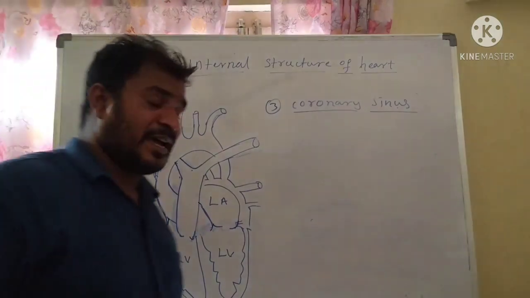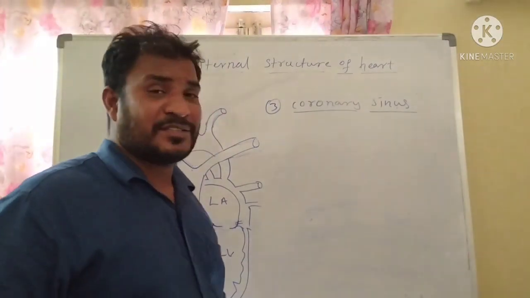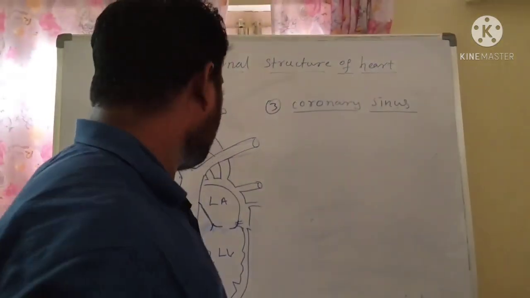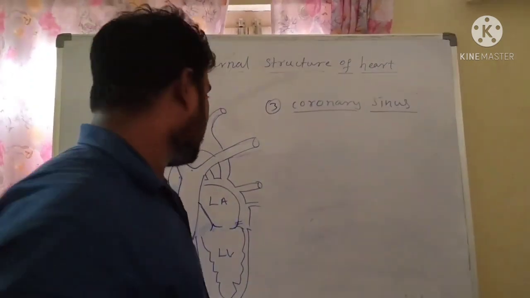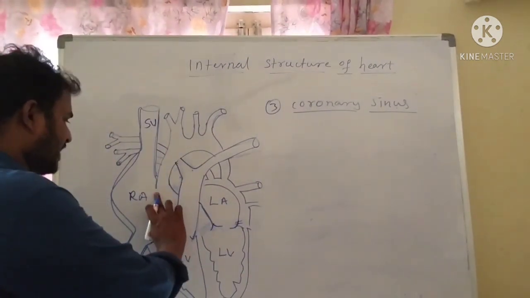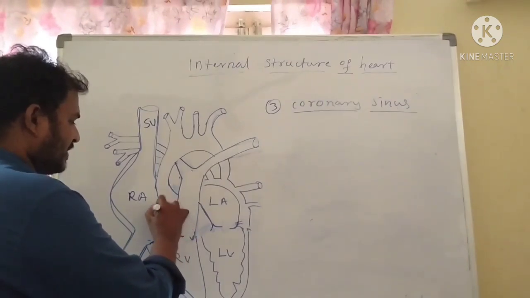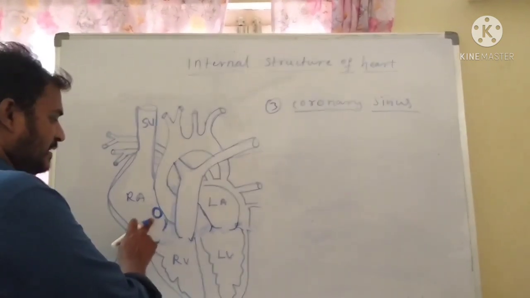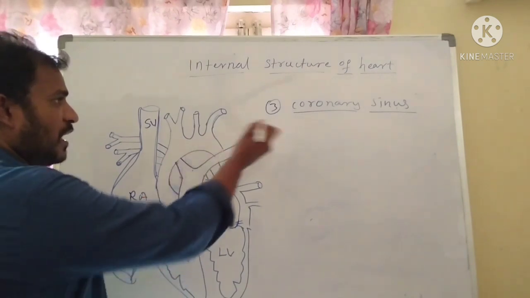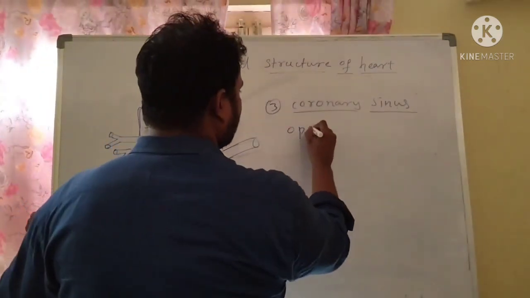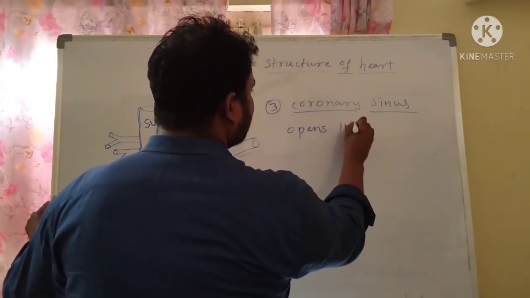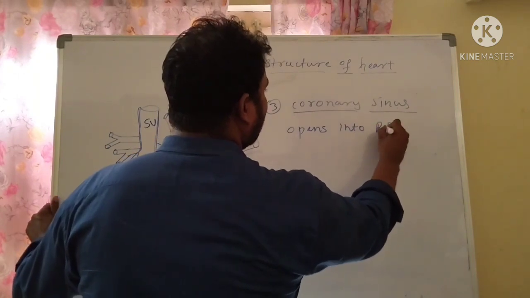The coronary sinus, which brings the deoxygenated blood from heart muscle to the right auricle. Exactly, the coronary sinus opens in the heart at this location. This is the coronary sinus, which opens into the right auricle.